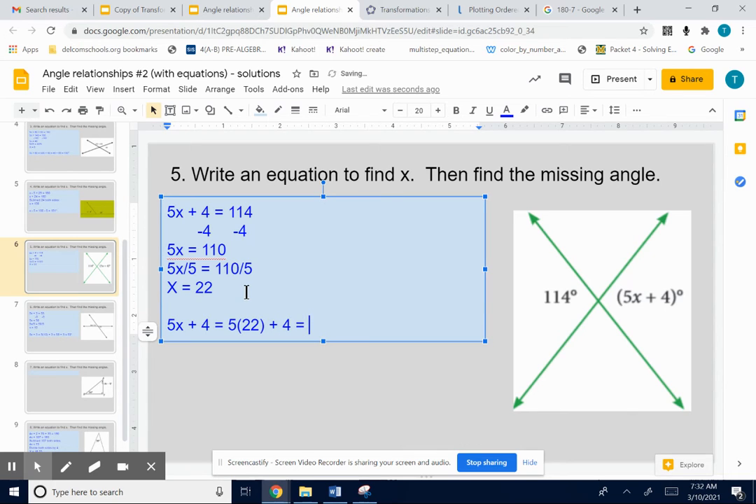Multiply first. 5 times 22 is 110. I add 4 to that. I get 114 degrees. But you would know that it should be 114 degrees because they're vertical. But still, you want to be able to set up the equation by knowing these two angles are equal to each other.